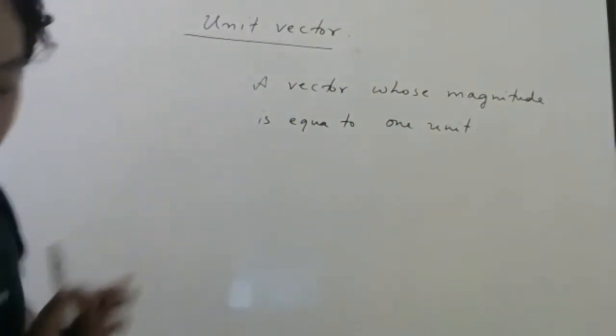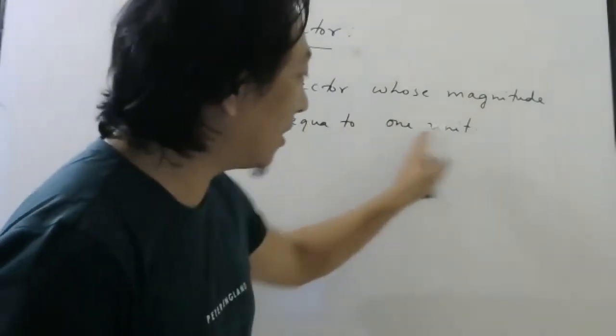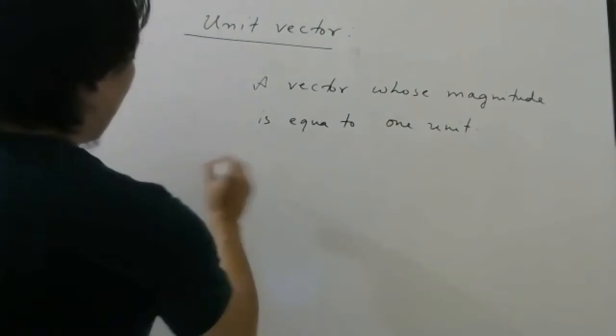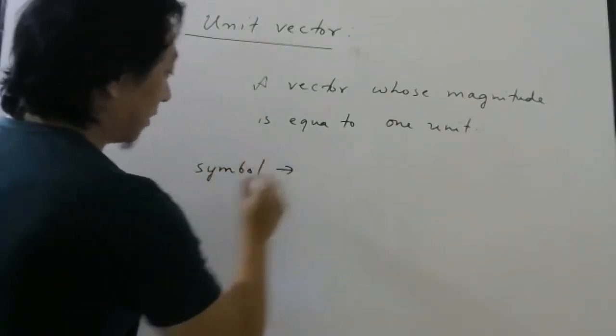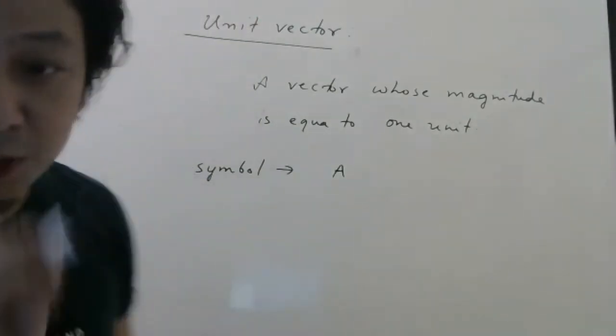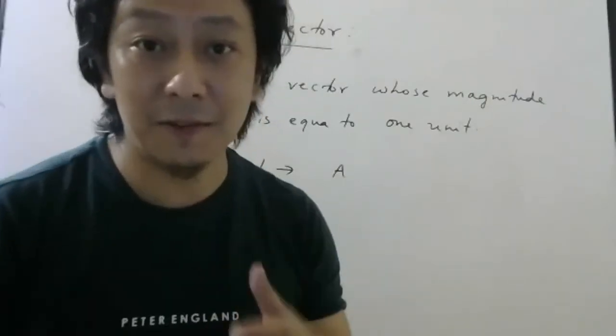So unit vector means what? A vector whose magnitude is equal to 1 unit. Now, the way we write a unit vector is like this. The symbol: we write some letter, A, let's say, but you cannot put a bar or that arrow mark on it, because if you put an arrow mark, then it means vector.